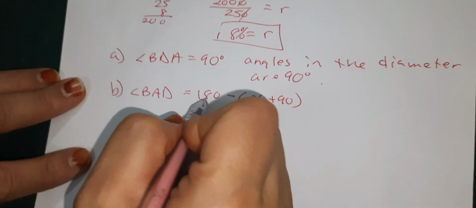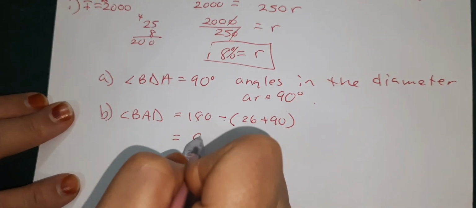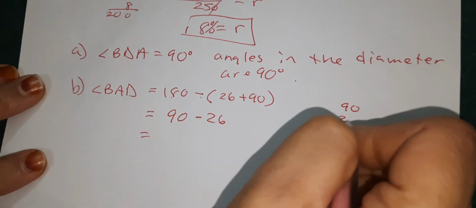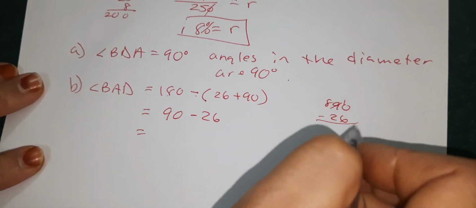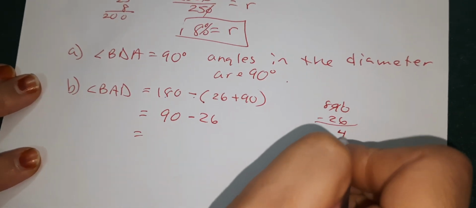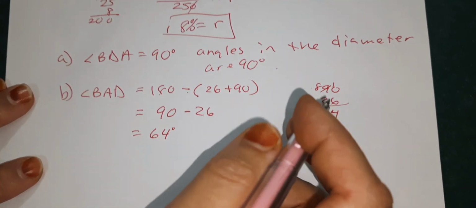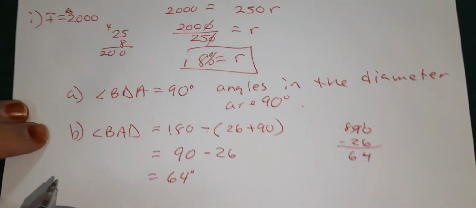Or we can take 180 minus 90, that means 90 only. So 90 minus 26. 90 minus 26 is what? 64. So 64 degrees is BAD.